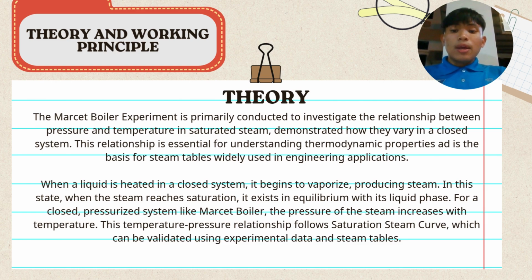Now, when a liquid is heated in a closed system, it begins to vaporize, producing steam. In this state, when the steam reaches saturation, it exists in equilibrium with its liquid phase. For a closed pressurized system like the Marcet boiler, the pressure of the steam increases with temperature. So the temperature-pressure relationship follows the saturation steam curve, which can be validated using experimental data and the steam table.